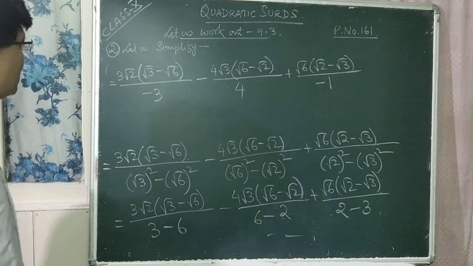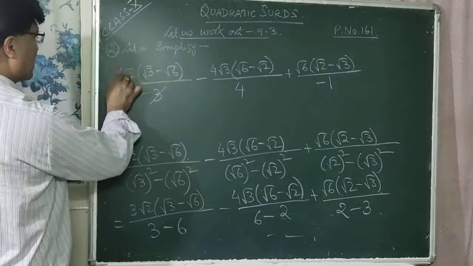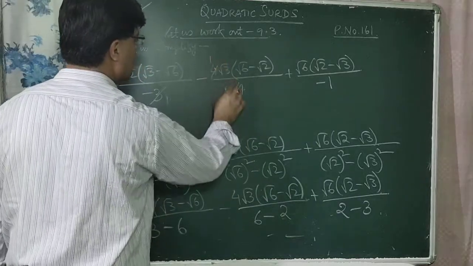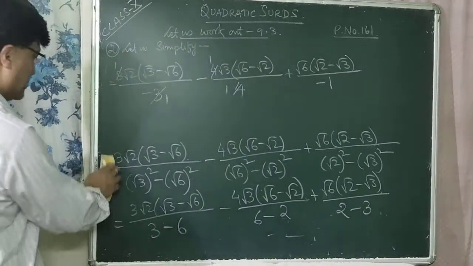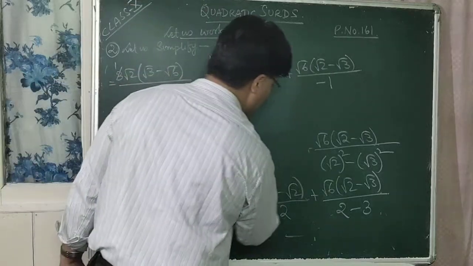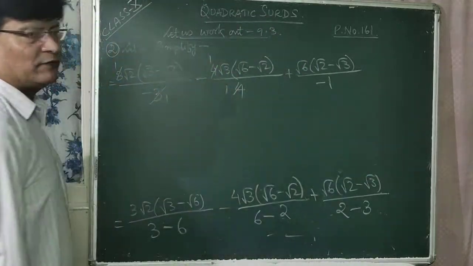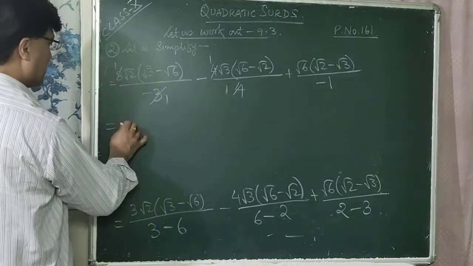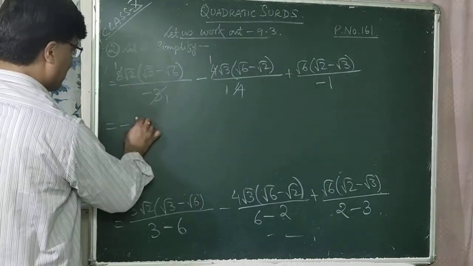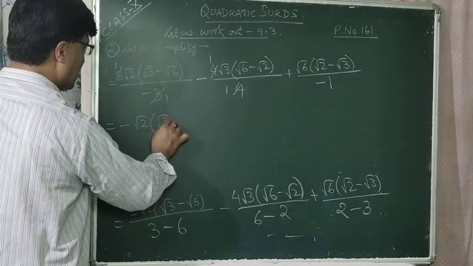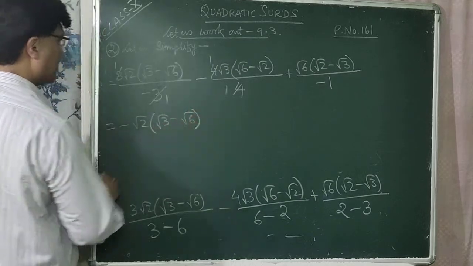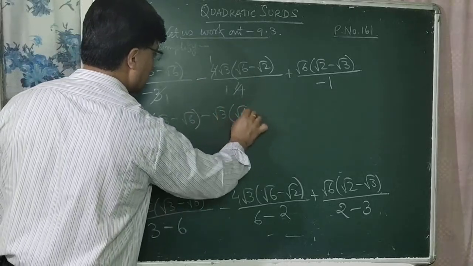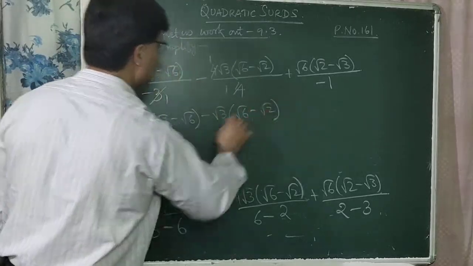Is it clear now? So here you can cancel this, 3 gets cancelled 1 by 1. This 4 gets cancelled, it is also 1 by 1, right? So the denominator is 1. If the denominator is 1, you don't have to write it. So the minus sign is taken to the numerator. Minus root 2 within bracket root 3 minus root 6, right? Minus root 3 within bracket root 6 minus root 2.